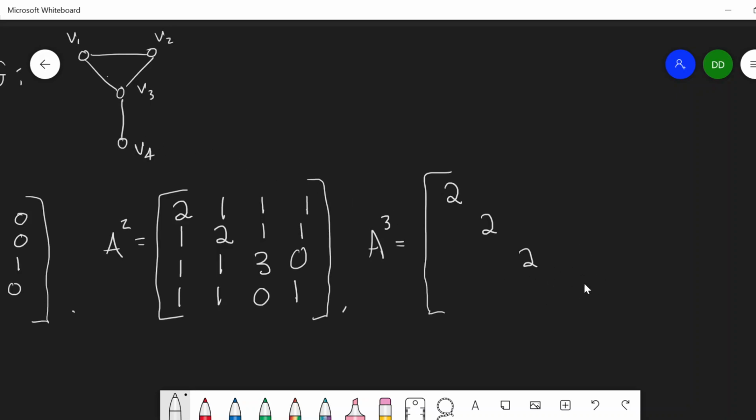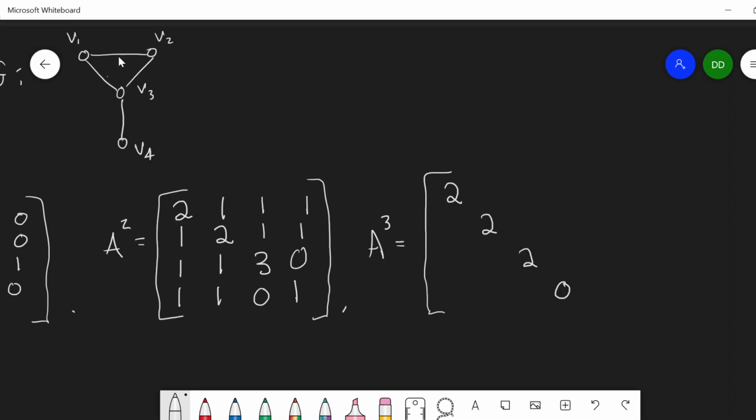In particular, V4 here isn't a member of any triangle, and you'll notice there are no closed walks of length 3 beginning and ending at V4. So this is 0. For these other entries, we can just count. So this would be V2, V1. How many walks of length 3 are there? Let's see. 1, 2, 3. No, that's not going to work. 1, 2, 3. There's 1.